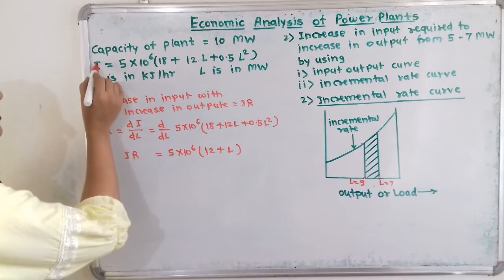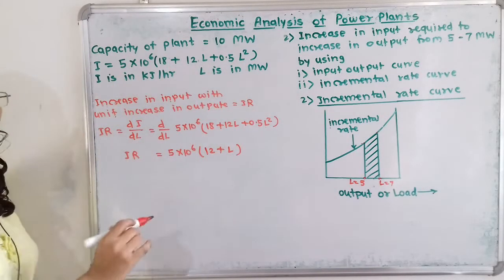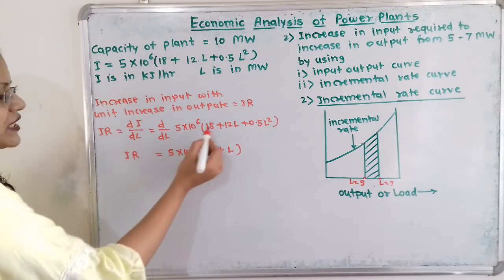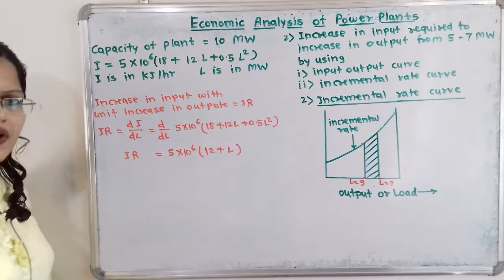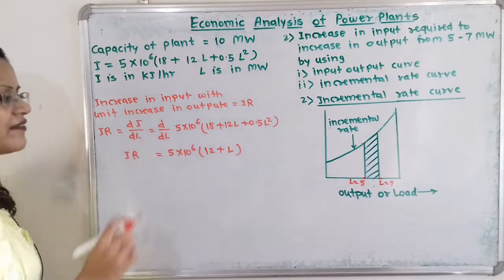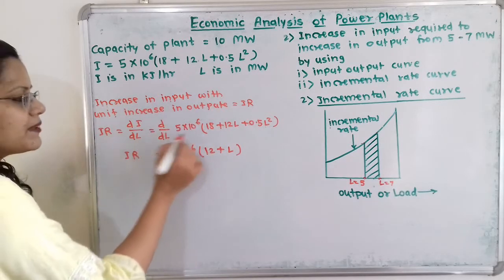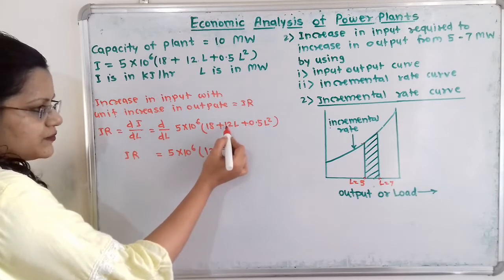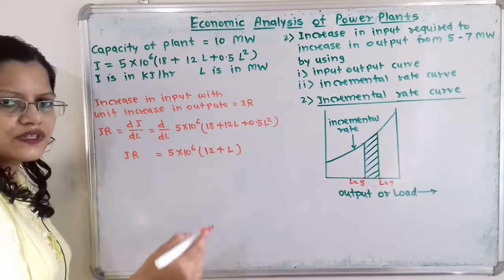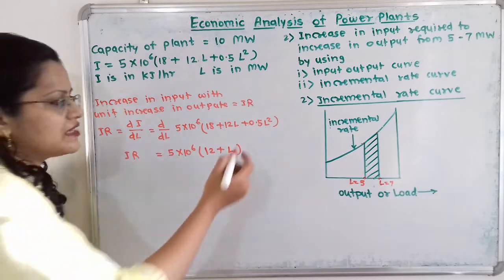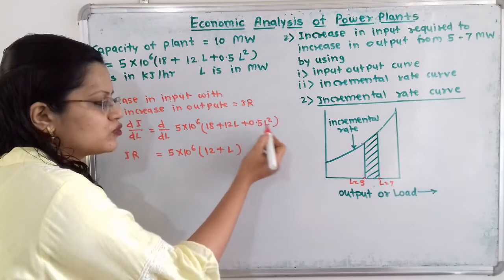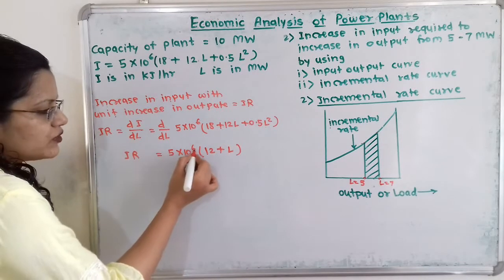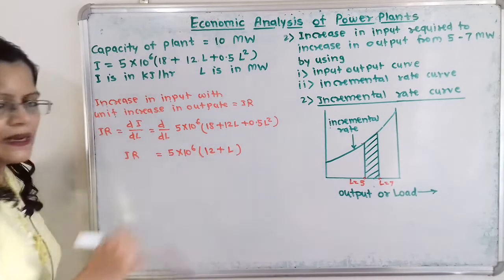Now if we observe here, the value of I is given in terms of L. So we will write this as d by dL of 5 into 10 raised to 6, into 18 plus 12L plus 0.5 L square. I will take 5 into 10 raised to 6 outside. Then d by dL of this equation: 18 is a constant, so it is 0, plus 12 from 12L, plus 0.5 L square. What is the differentiation of L square? That is 2L, so 0.5 into 2 is 1, and here is L. So IR is equal to 5 into 10 raised to 6 times the bracket 12 plus L.